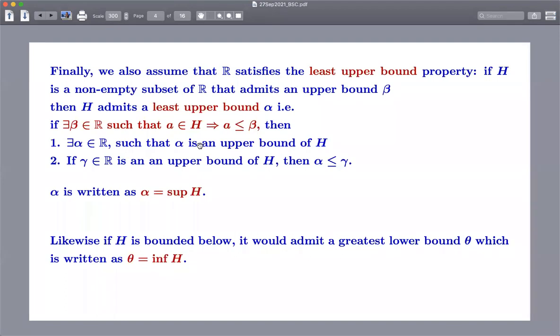Anything else? Let's see, there's a question. Sir, we discussed that any subset of real numbers has a supremum. So what's the supremum of 0 to infinity? Yeah, so we got an answer: we have said a least upper bound exists for a subset which is bounded above, not otherwise. Correct. That is the answer.